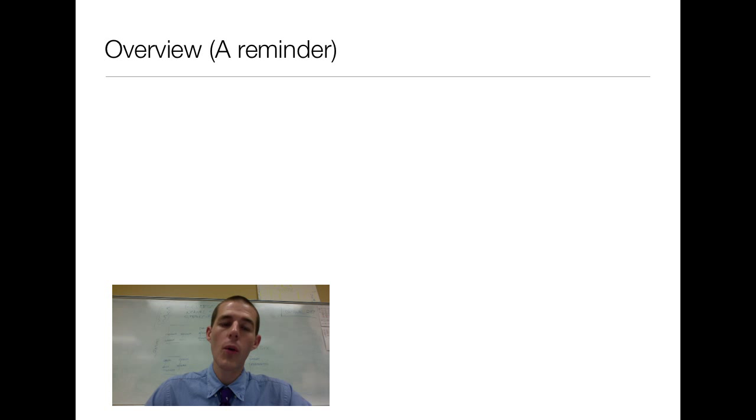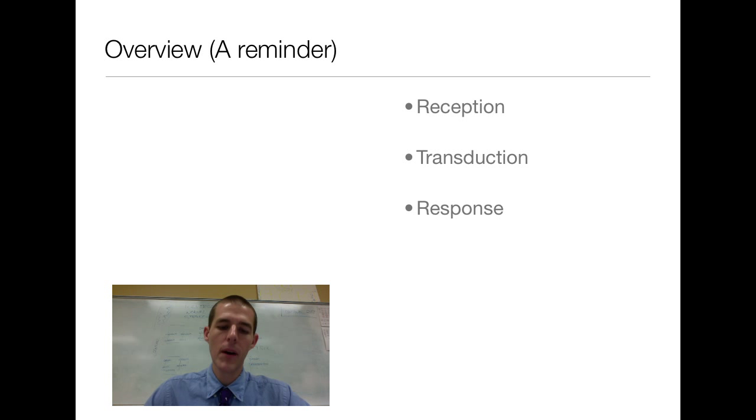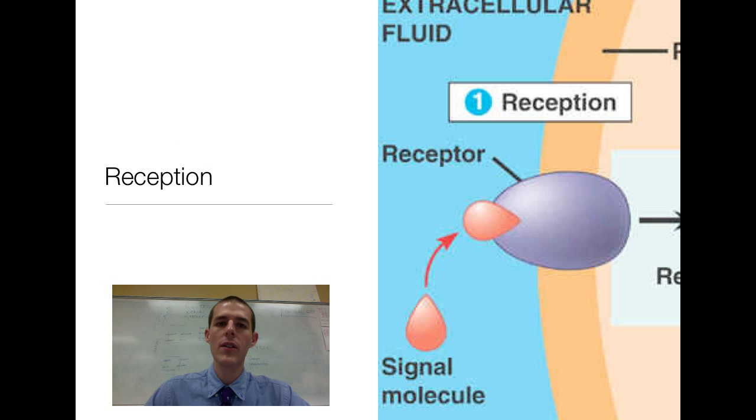First, a brief overview to get us in the right frame of mind for this discussion. If we are talking about cell signaling, there are three steps that we're going to follow. The first one is the reception of the signal. Second is going to be transduction. That's where the signal is actually communicated through the cell. And finally, the response that is enacted by the cell. Let's talk about each one of those in a little bit more depth, starting with reception.